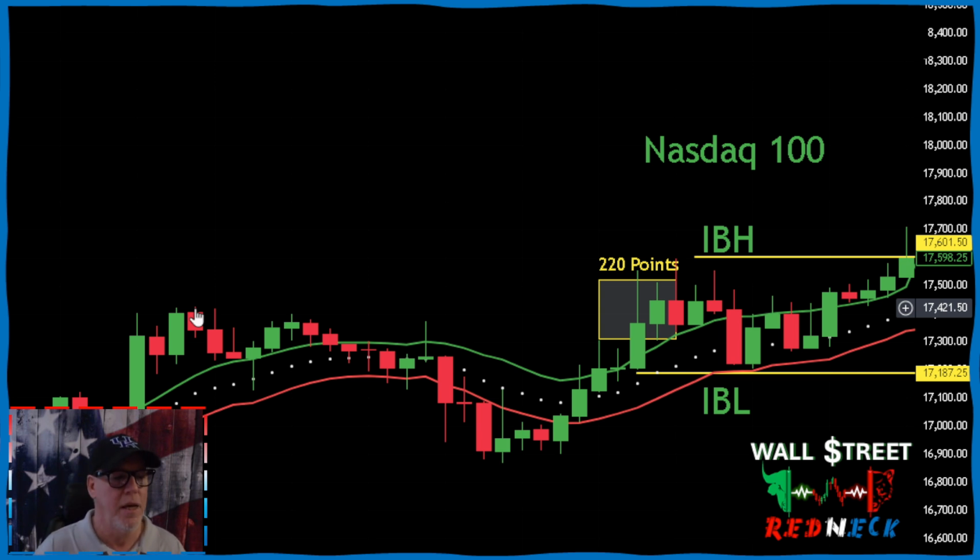60-point swing times $2 is 120 bucks, 240 bucks for 2 contracts. If your account would allow you to have up to 5 micros, you're looking at $600, because that's 5 times 2 is $10 a point. You're looking at a move for that.